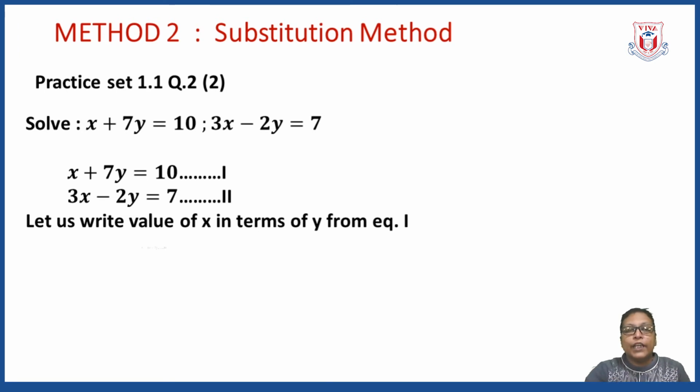Okay, so take equation 1. See equation 1, what can we write down? x is equal to 10 minus 7y, because the plus 7y which is on the left hand side, we have shifted to the right hand side. So the value of x we got as 10 minus 7y. Number this as equation number 3.